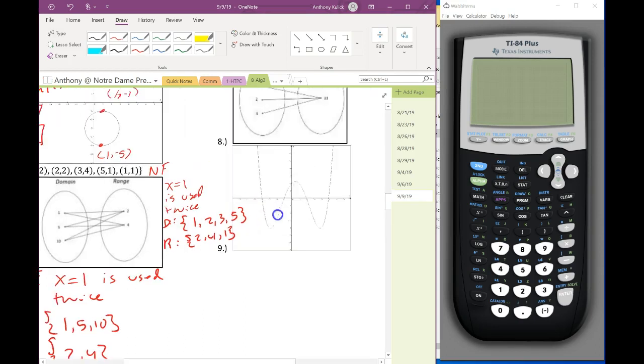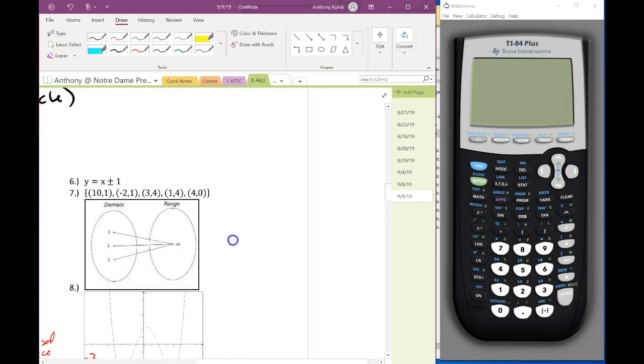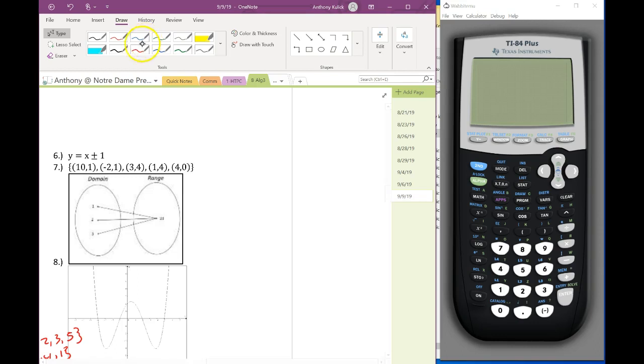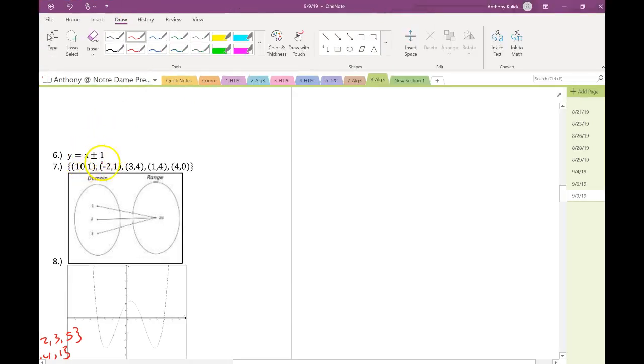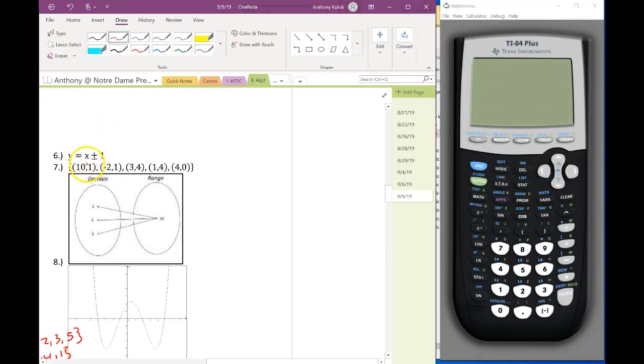Okay, let's move on and take a look at 6. So, 6 is an equation, right? I'd suggested that maybe the easiest way to deal with this kind of thing is to type this into our calculator and look at the picture. How would I do that, though? Because this has a plus or minus in the problem. I don't have a plus or minus button on my calculator. How do I deal with that?